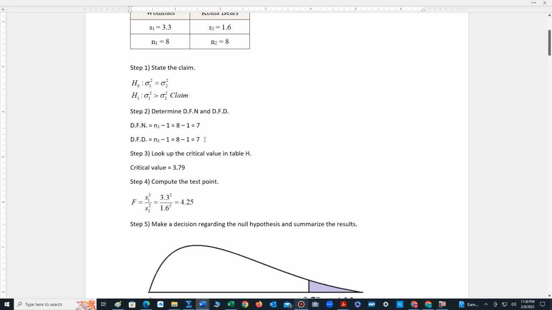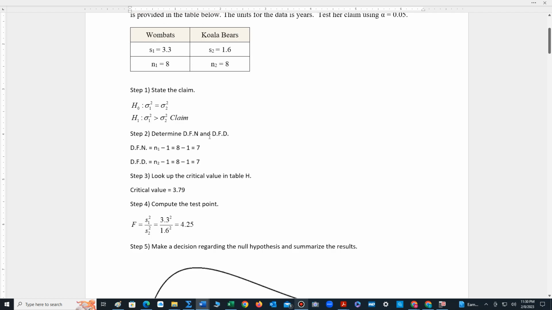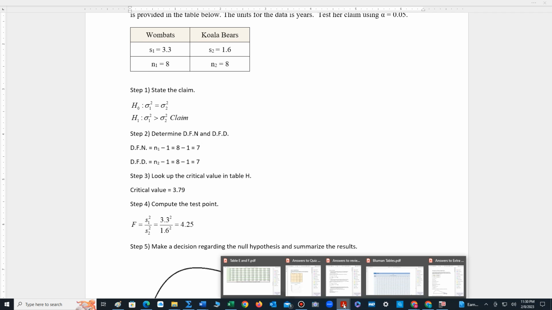Our next step is we compute degrees of freedom of the numerator and degrees of freedom of the denominator. Degrees of freedom of the numerator is n sub 1 minus 1. That's 8 minus 1, which is 7. Degrees of freedom of the denominator is n sub 2 minus 1. That's also 8 minus 1, which is 7. Now we look up the critical value in table H. So let's turn to table H.